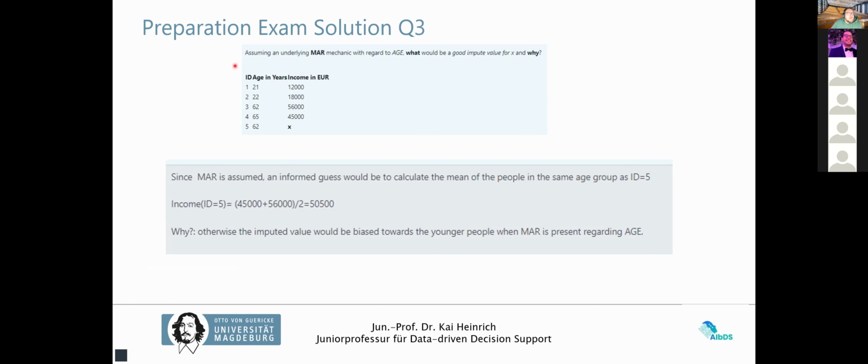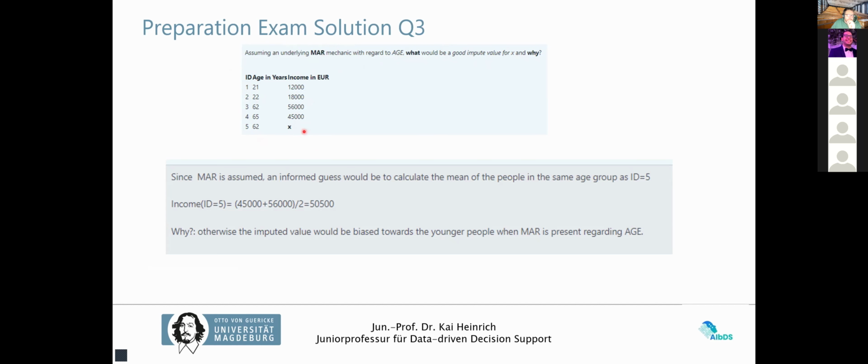details. Okay, assuming an underlying missing at random mechanic, so you know what kind of mechanic it is, so you should know what MAR means. With regard to age, what would be a good impute value for X and Y, right? So you have a data table with ID, age in years, and income in euro. And we want to find a good impute value for X. Like X is obviously an input value. You can see it right here.